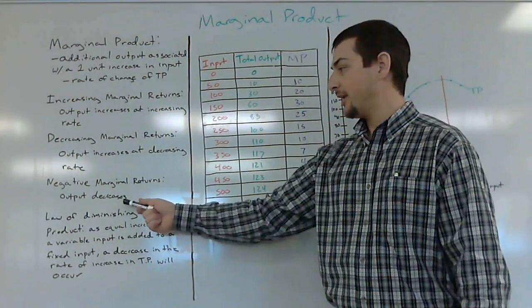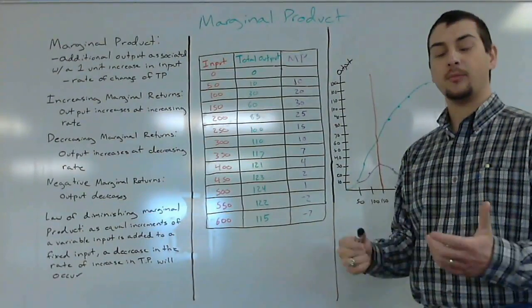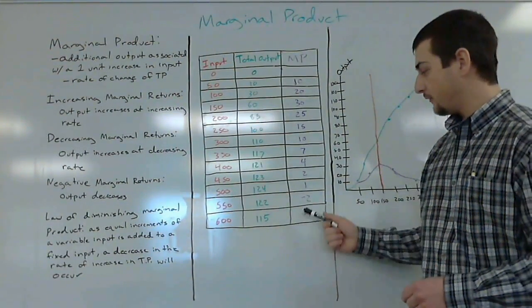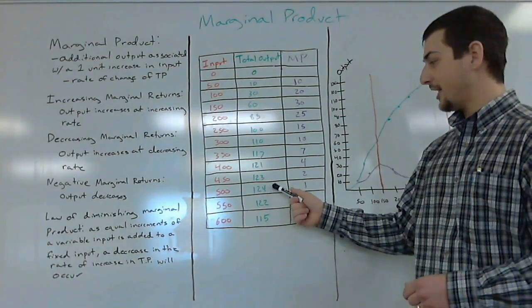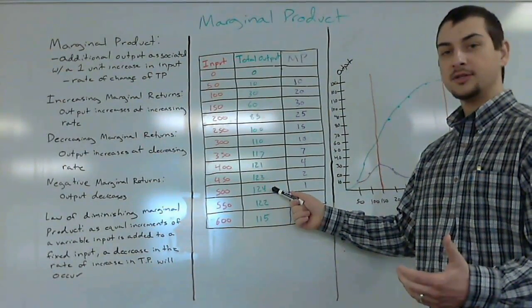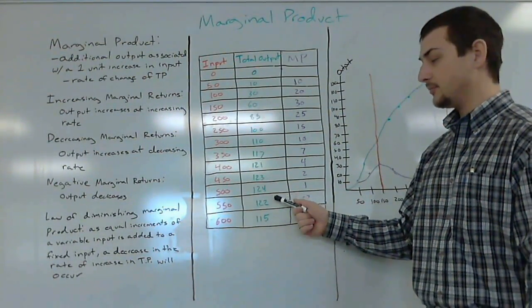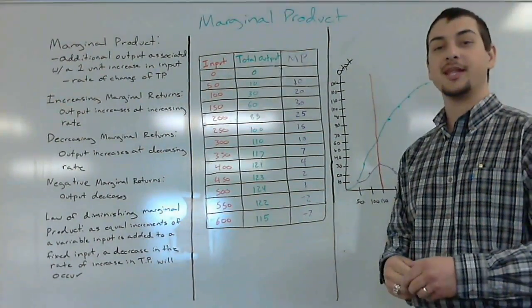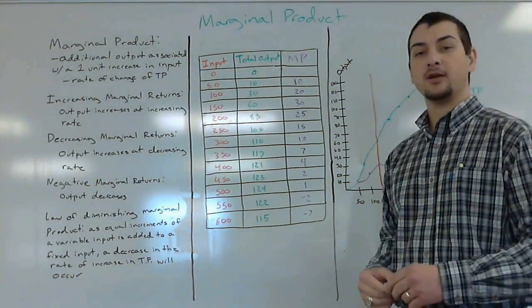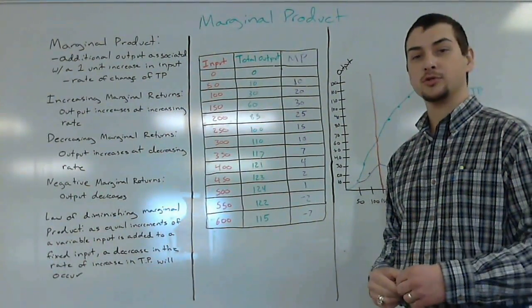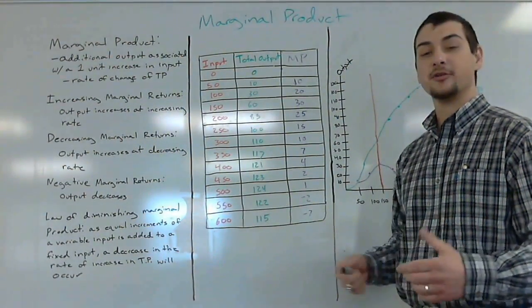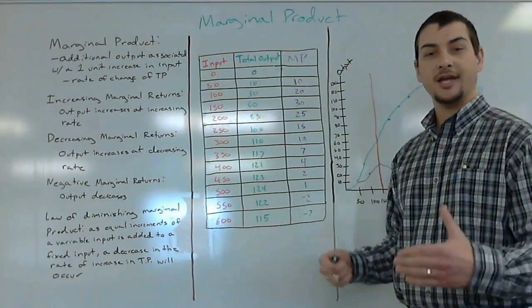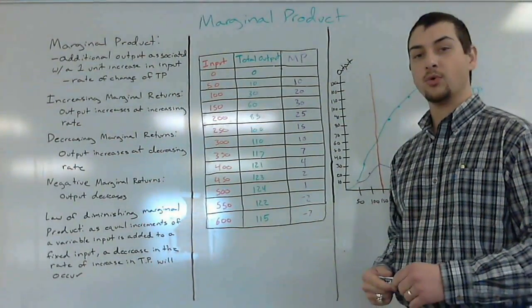And then we have negative marginal returns, where output actually decreases. We can find that down here very easily, where those numbers become negative. We see that after we have 500 pounds, this land begins producing less corn per acre, fewer bushels per acre. As we get down here into 550 and then 600 pounds, we actually produce fewer bushels per acre even though we're adding more input.